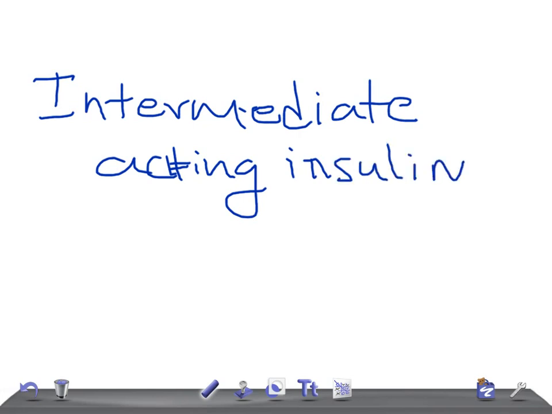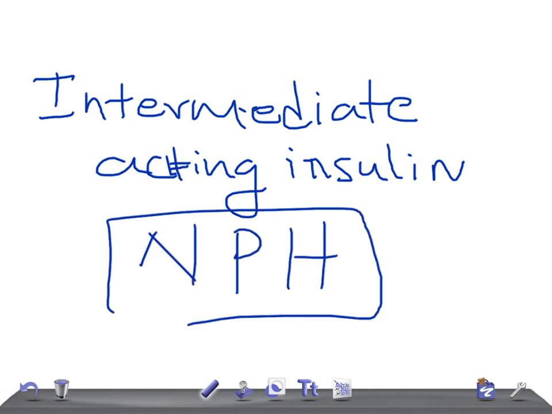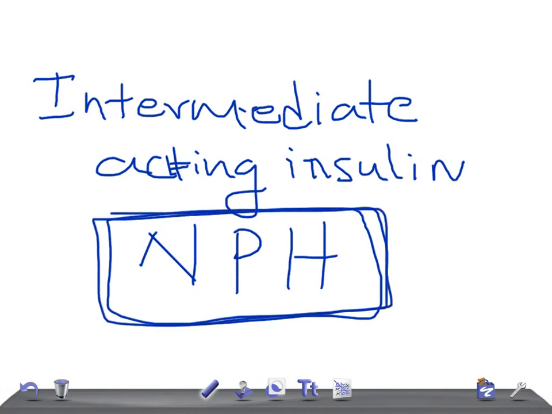Okay, intermediate acting insulin. For this intermediate acting insulin, we have examples like NPH insulin. Very important. Every insulin we are discussing is really very important. The NPH insulin comes in a crystallized form or something like that. I will try to discuss more details about each insulin in a next video.